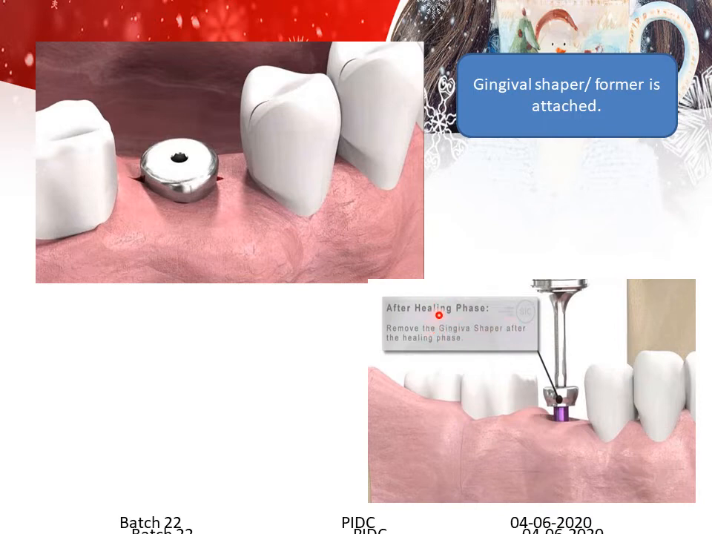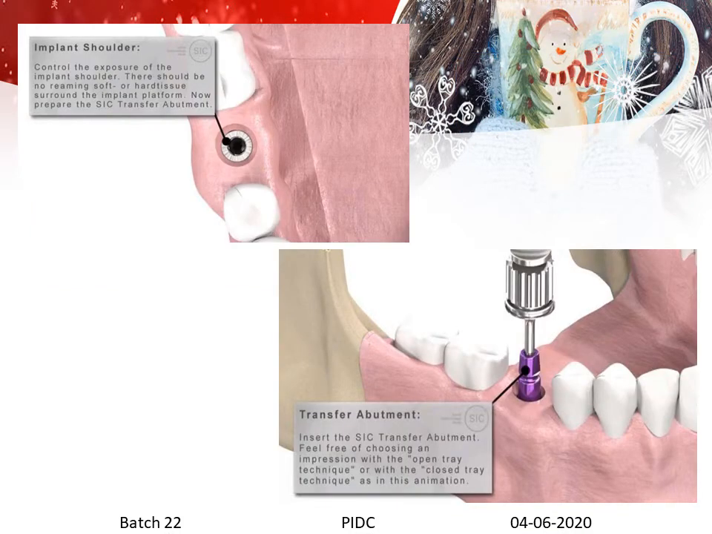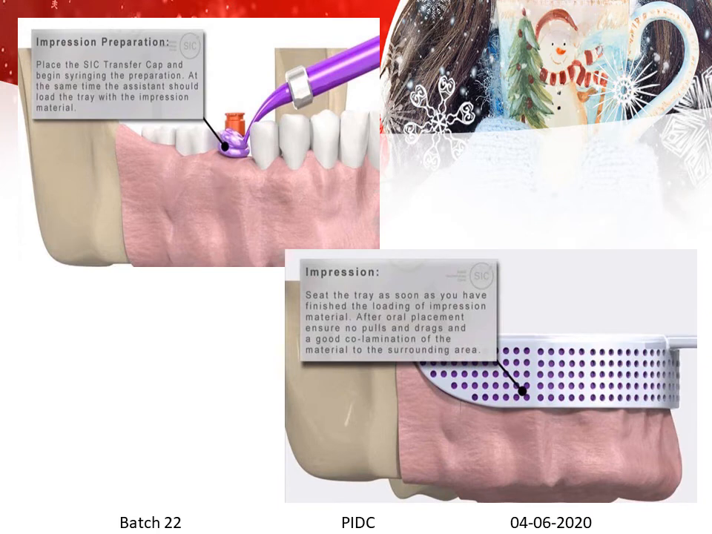So after the healing phase, which is left to around 7 to 10 days, remove the gingival shaper or the gingival former. Then place the transfer abutment which we place before taking impressions. So you have to choose which method you are going to go in for, an open tray technique or a closed tray technique. In this procedure we go in for a closed tray technique. So you place this transfer abutment over this, so the transfer coping or the transfer abutment is placed over it.